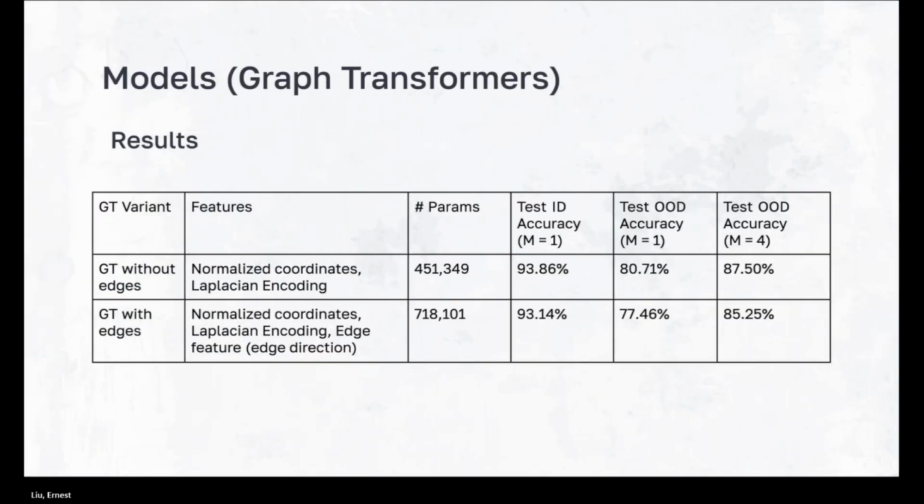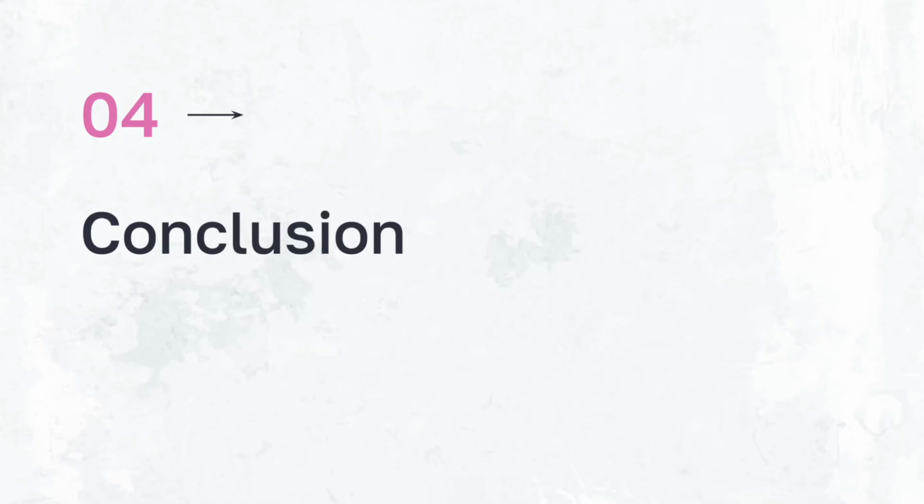Finally, here are the results for both our graph transformer variants. As you can see, the variant with edge direction features did not improve the accuracy. This is because these features are just linear transformations of the node coordinates the model already sees, making them redundant.